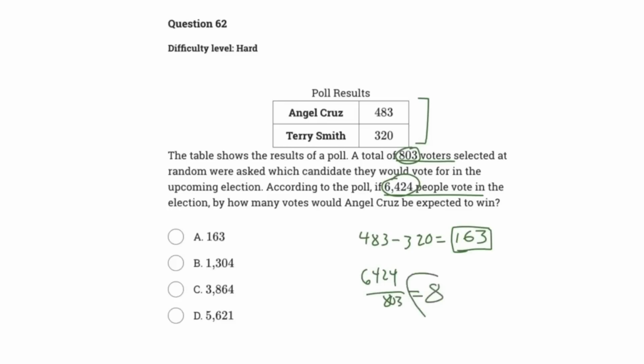All right, so if our scale factor is 8, we know that Angel Cruz wins by 163 votes with just 803 voters. We need to scale this 163 up by 8 times as well. And 163 times 8 gives us a value of 1,304, and therefore our answer here is going to be B.